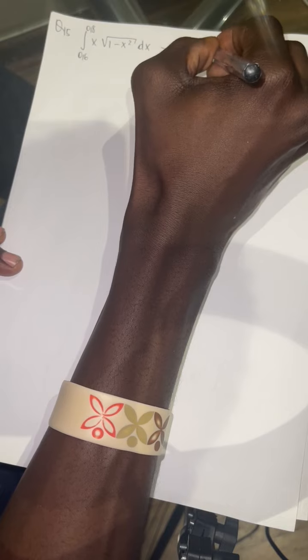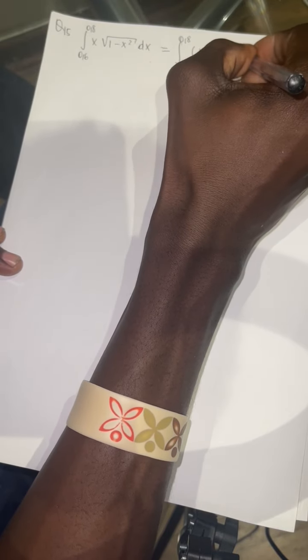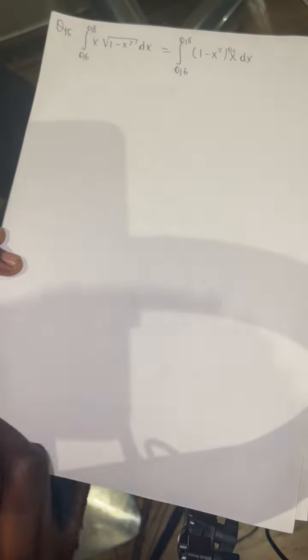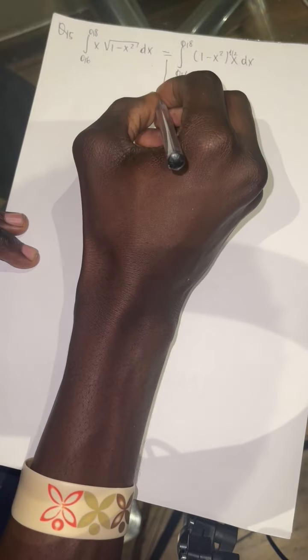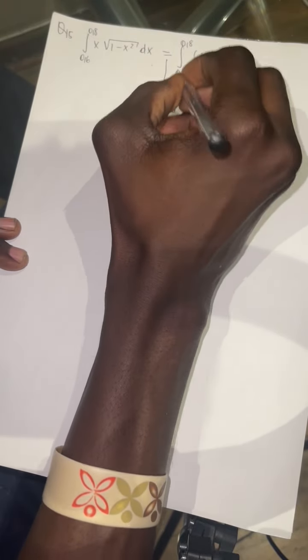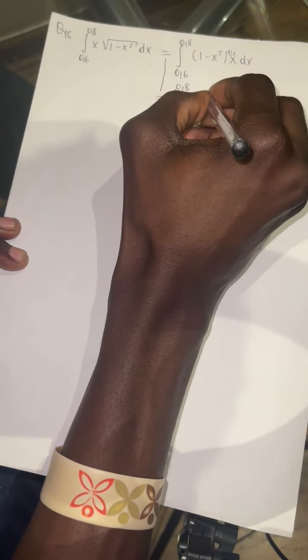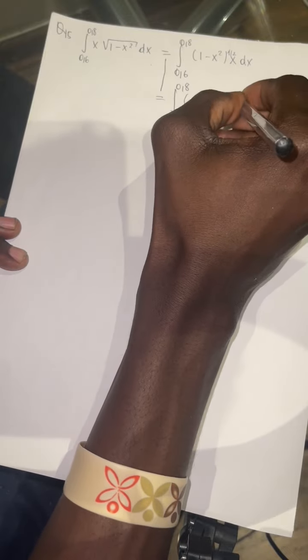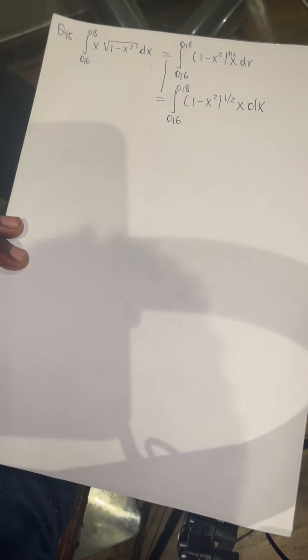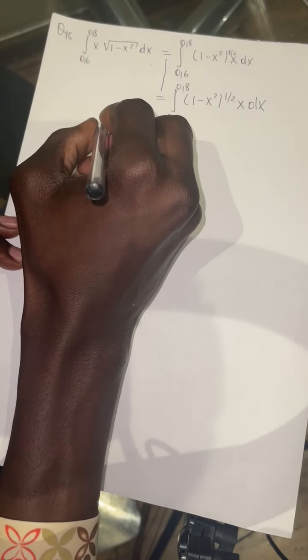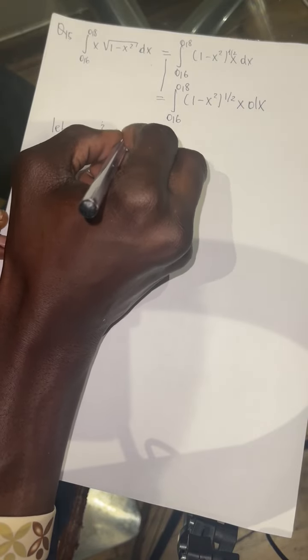So this was 1 minus x squared, and we say x dx, and then it was 1 over 2. So now, after doing that, what will you do now? Let me just write it again. So this, 0.8 and 0.6, 1 minus x squared to the 1 over 2, x dx. So now, what can we say from there? We will say, we're going to use this one. Let 1 minus x squared be t.